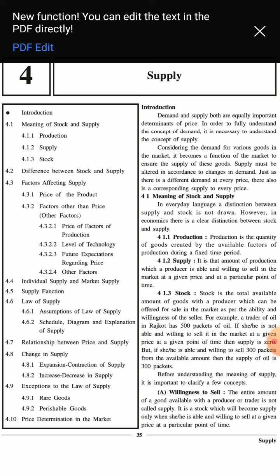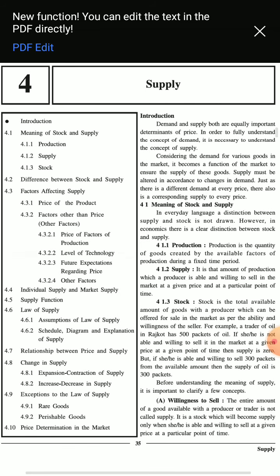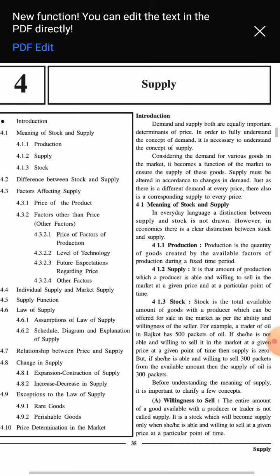Lesson 4 is talking about supply. In demand, on the consumer side, we have seen the consumer's behavior when the price changes and what happens to the demand. Now this supply is on the producer's side. Just as we customers always wait for the price to fall, in demand we have seen that when the price falls, demand increases. So the people are waiting for the price to fall.